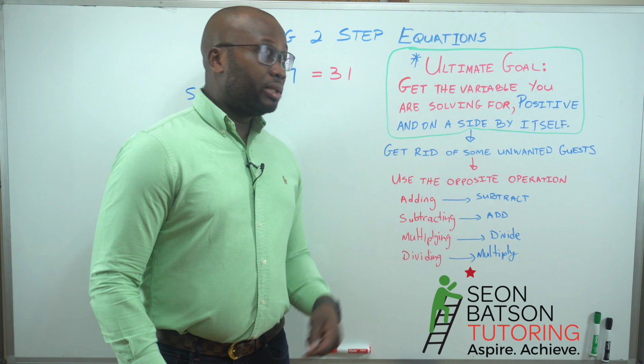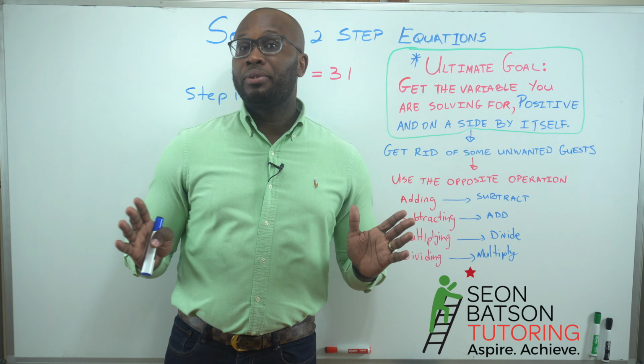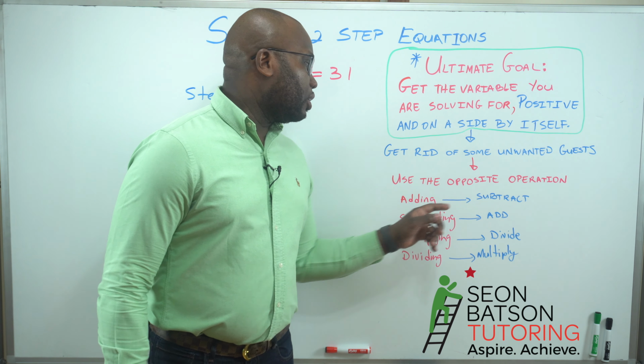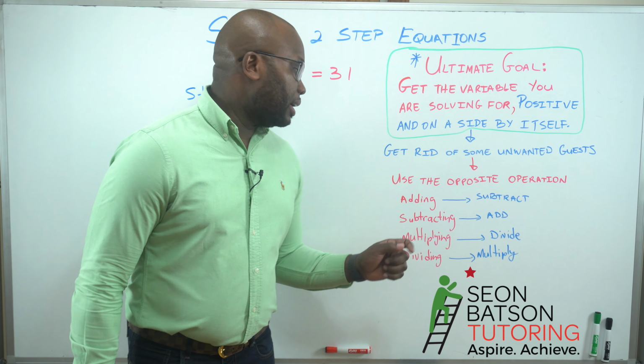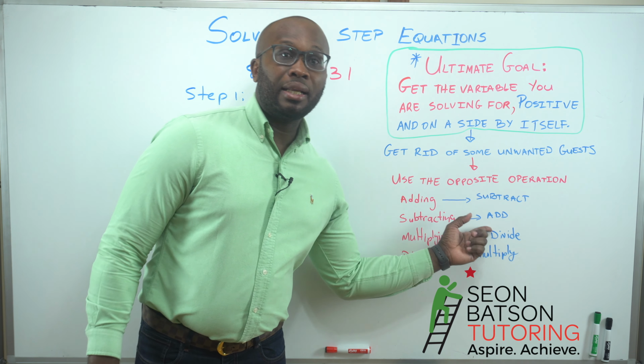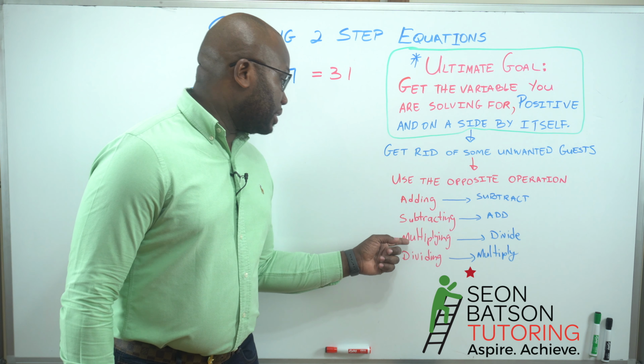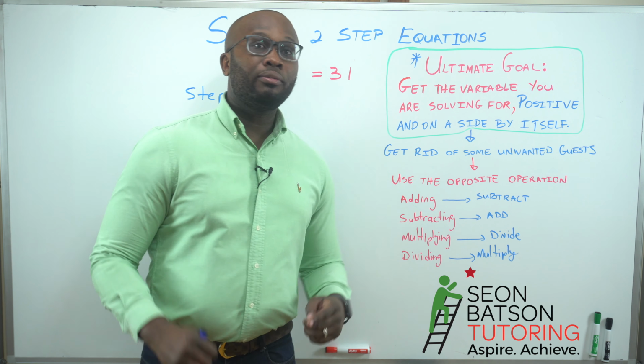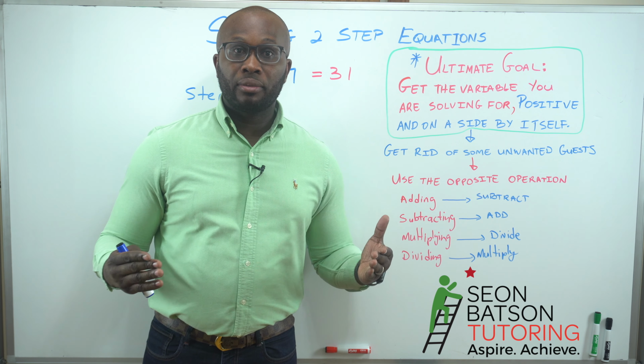To get rid of the unwanted guests, we will use the opposite operation. Meaning, if the unwanted guest is adding, we will subtract to get rid of it. If it's subtracting, we will add to get rid of it. If it's multiplying, we will divide to get rid of it. And if it's dividing, we will multiply to get rid of it.